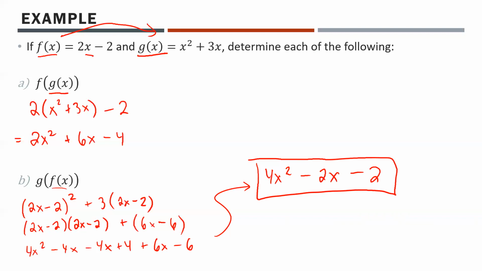Notice how those are definitely different functions. So f of g of x and g of f of x, those are not the same thing. You are going to get a different answer, at least most of the time. So don't go thinking that they're the same thing.